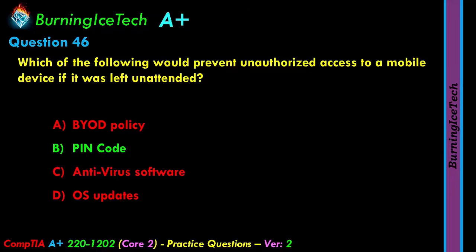Operating system updates, also good to have on a phone. That obviously takes care of vulnerabilities and zero-day exploits and things like that. It takes care of stability concerns. If there was some sort of stability issue in your operating system, it'll take care of that too. But it does not prevent, once again, unauthorized access. The only option out of these four that even remotely prevents unauthorized access is a PIN code.